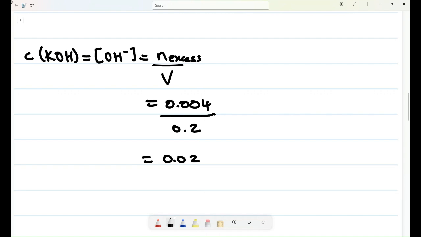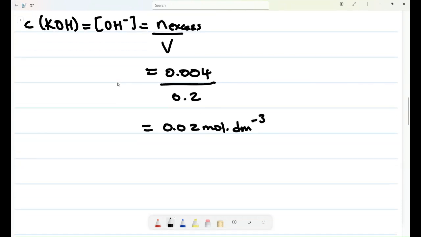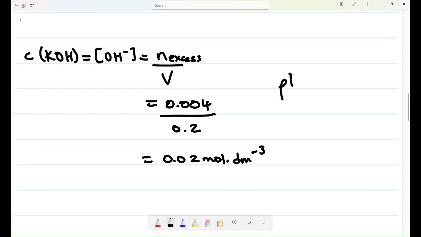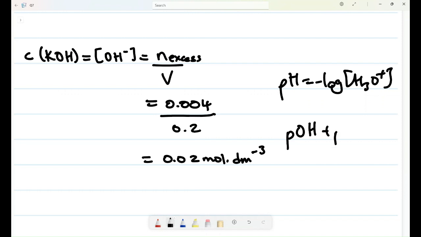Let me just confirm that in my calculator. Okay, 0.02. This is the concentration in mole per decimeter cubed. Now that I have the concentration of the excess, remember I want the pH. The pH formula is pH equals negative log of hydronium ions, but I also have the formula pOH plus pH equals 14. So why can I not find pOH, then subtract it from 14?